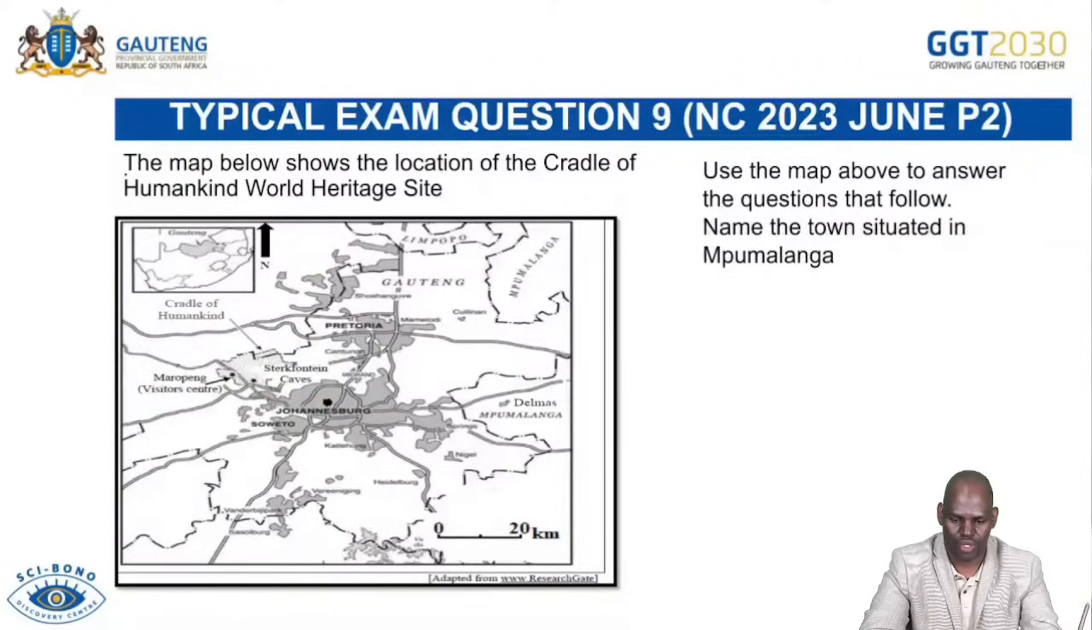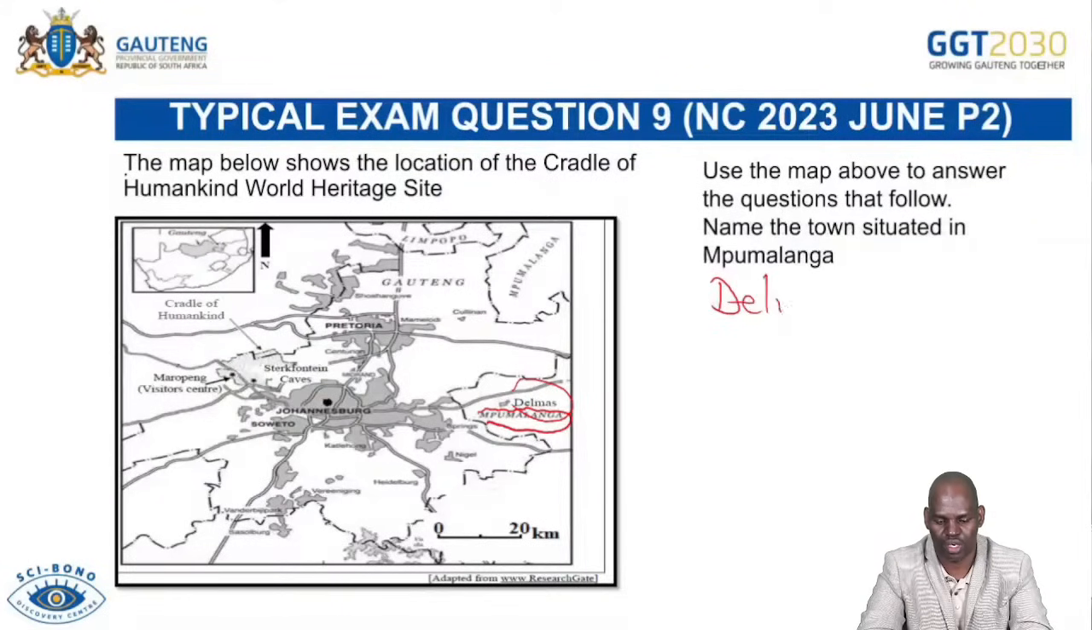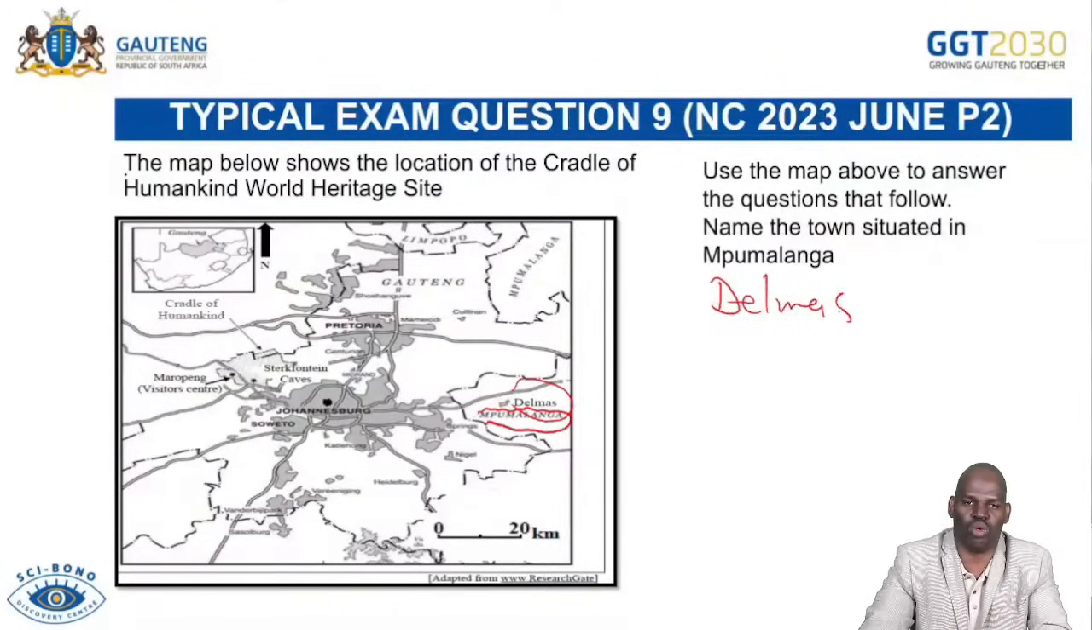Then we've got the next question. It says use the map above to answer the questions that follow. Name the town situated in Mpumalanga. Now, if you look at Mpumalanga, the town that is indicated there, I can only see Delmas. Write it down, Delmas, and you get your 2 marks.